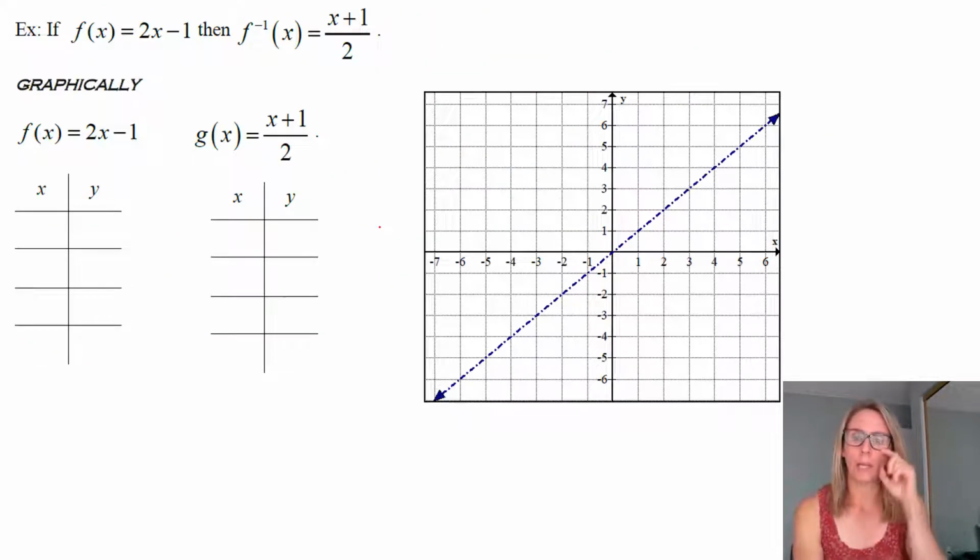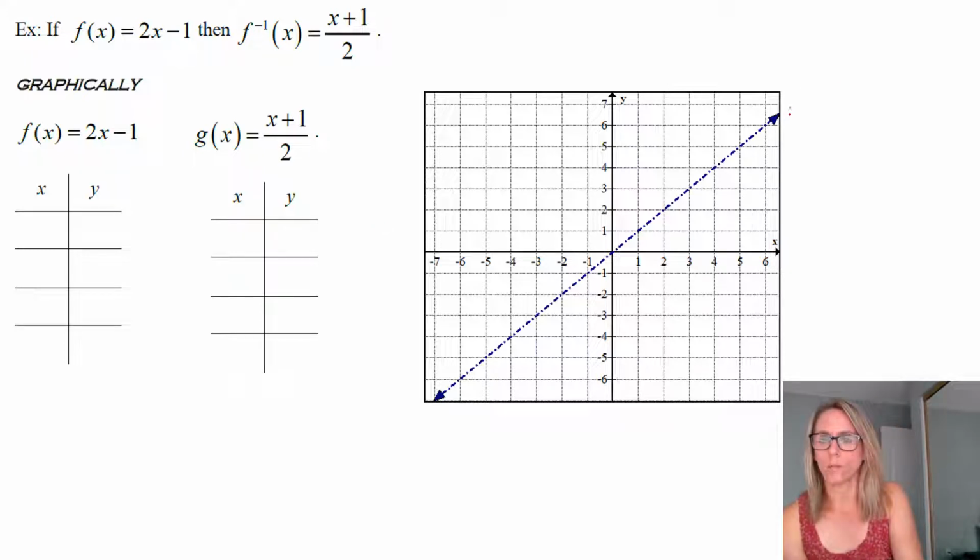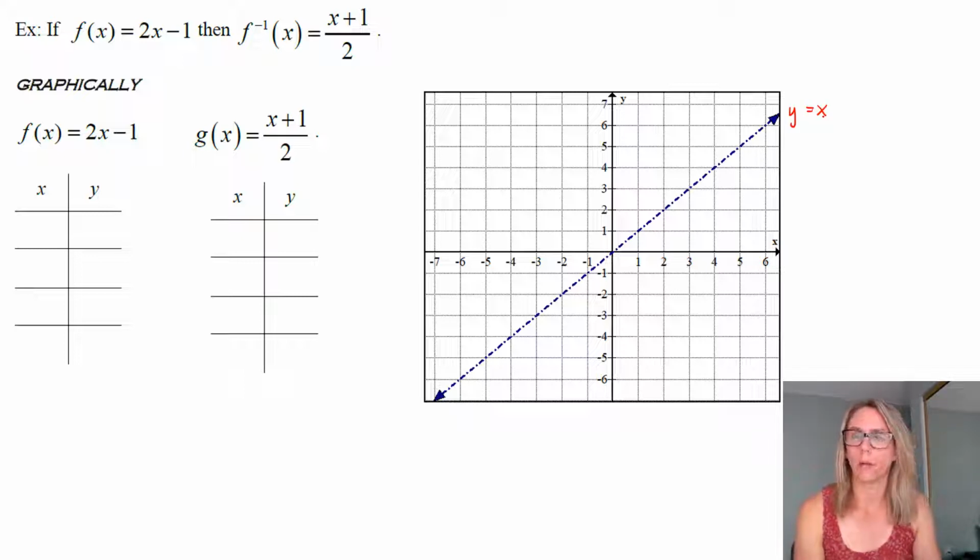Graphically speaking, it's kind of interesting to see a function and its inverse graphically. If you take a look at the graph that we have there, it's just the line y equals x. Just know that this is the linear identity function, y equals x.